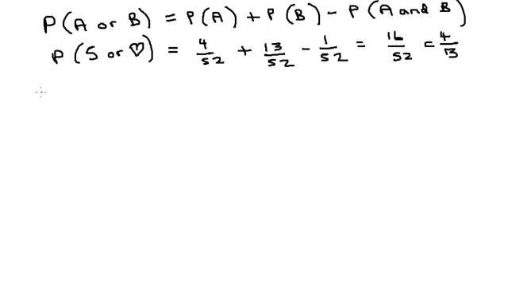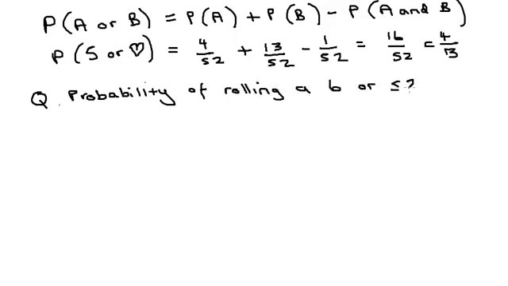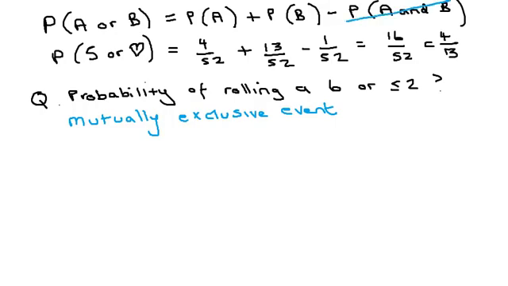For a slightly different question, we want to know the probability of rolling a 6 or less than 2 on a standard die. Well, this is what we call a mutually exclusive event. It basically means that both events can't happen at the same time. You cannot roll a 6 and a 1 or 2 at the same time on a die. So we can remove the last part of the formula because both events here can't happen together. So our formula is going to be simply the probability of A plus the probability of B.